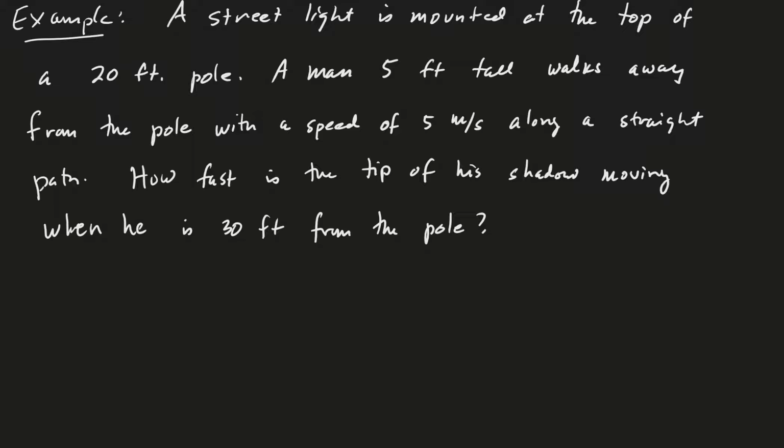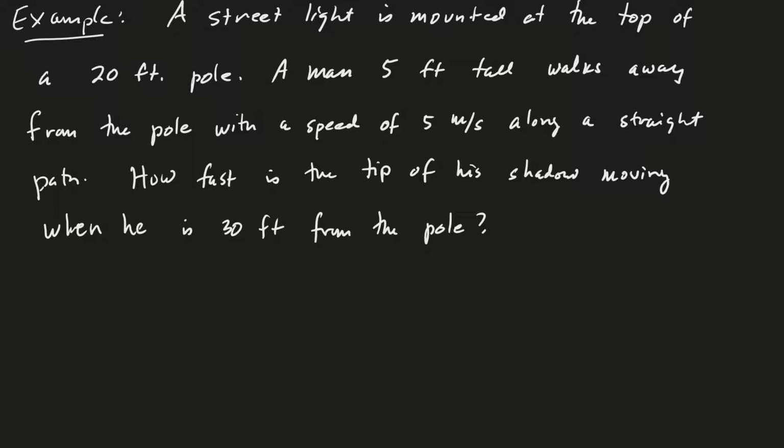Street light, 20 feet, man 5 feet tall, walks away from the pole. How do you get a shadow? How is a shadow constructed? So here's a hint. Start with a street light, then draw the man, and see if you can figure out where the shadow is coming from. Okay, so go ahead and pause the video, see if you can draw a picture, and then come back in a minute or two.